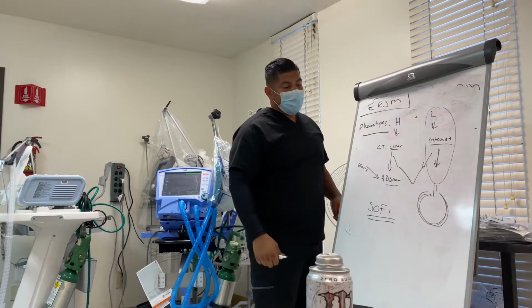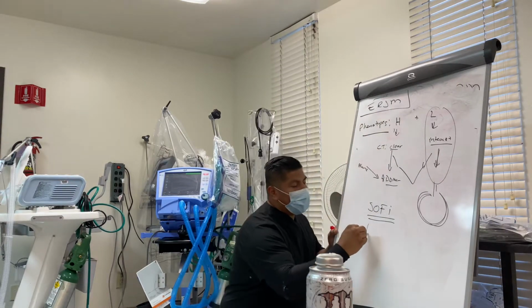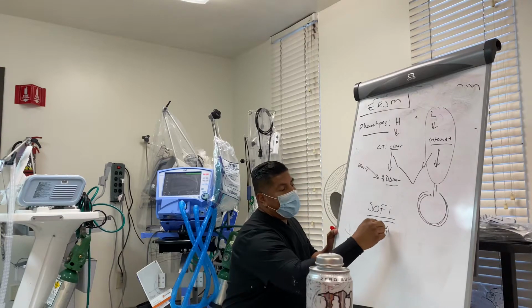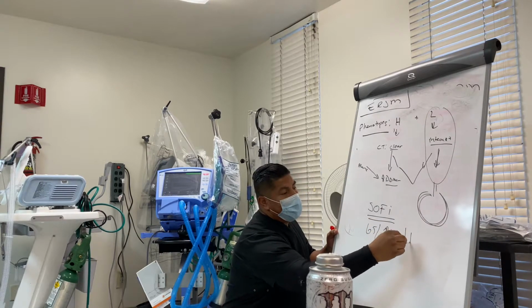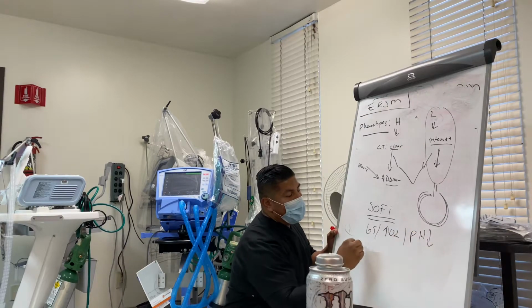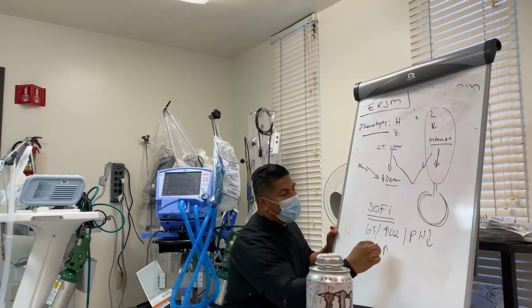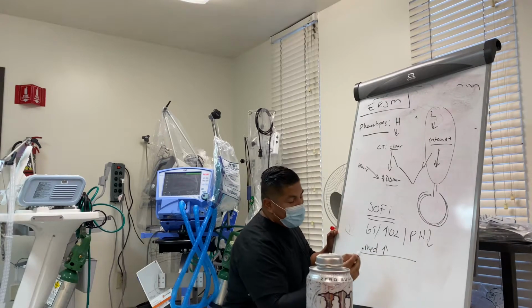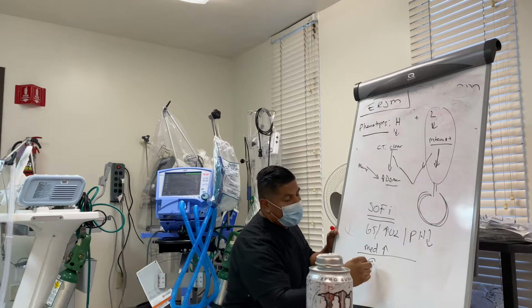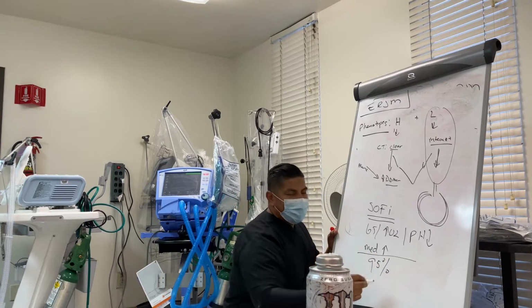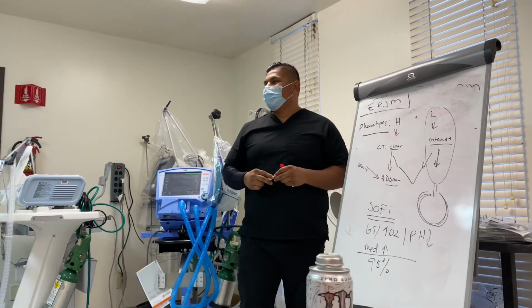And now there's something called the sequential organ failure assessment score that all the doctors look at. And they say, well, if you're over the age of 65, your FiO2 keeps going up, your pH is going down, your meds are going up, all your vasopressors keep going up, you are 95% gonna die.